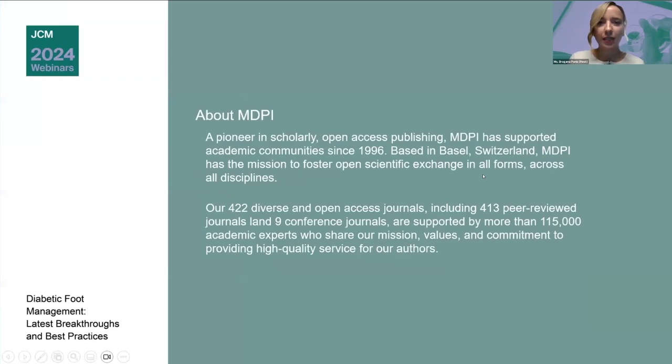MDPI is a pioneer in scholarly open access publishing, and we have supported academic communities since 1996. Our headquarters is in Basel in Switzerland, and we have the mission to foster open scientific exchange in all forms across all disciplines. We have 422 diverse open access journals that include 430 peer-reviewed and 9 conference journals, and we are supported by more than 150,000 academic experts who share our mission, values, and commitment to provide high-quality services for our authors.